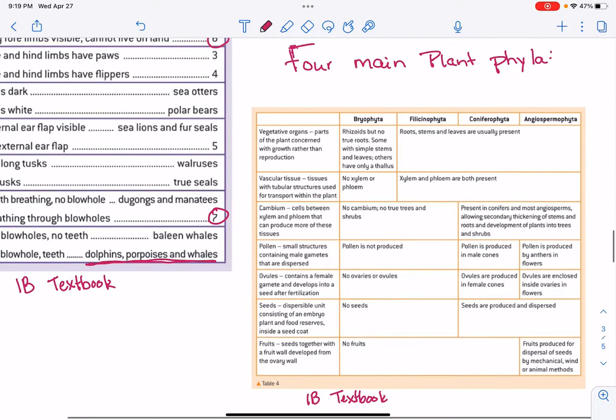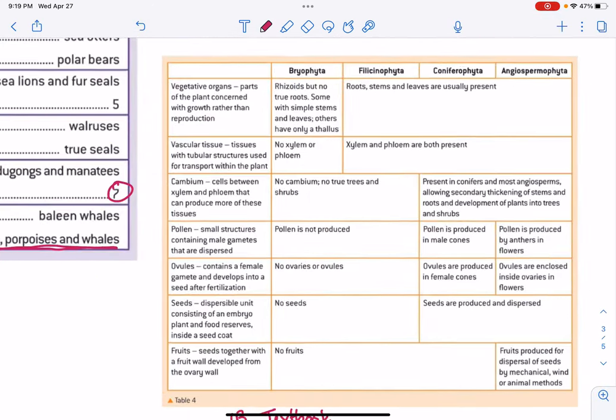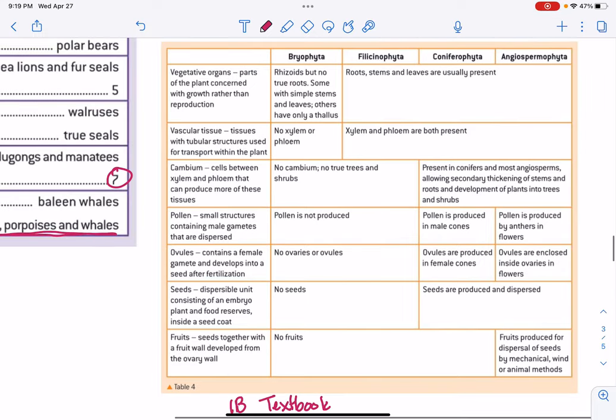All right, here's the fun part. Plant phyla. There are 4 main plant phyla that you need to know about. Okay, so we have Bryophyta, Pteridophyta, I know I'm saying that wrong, coniferous, and then angiosperms.